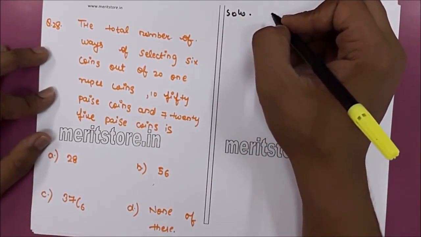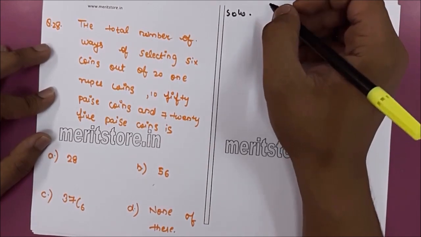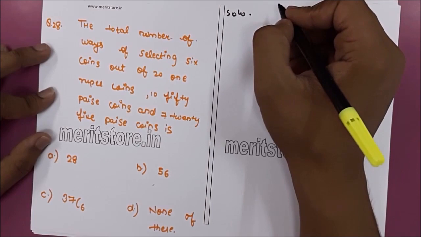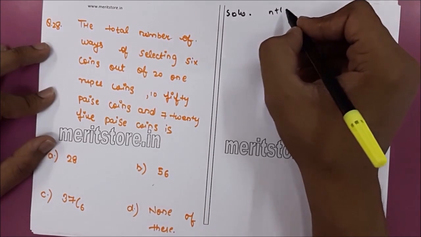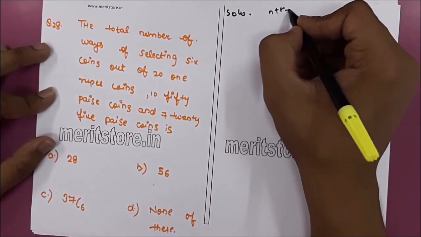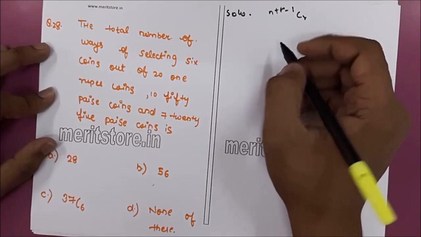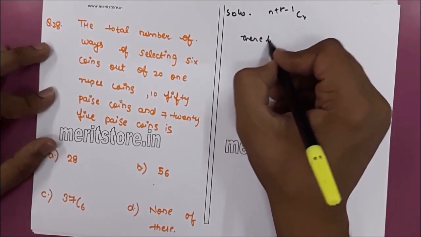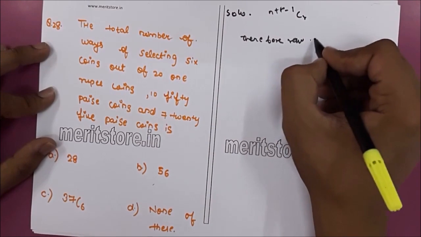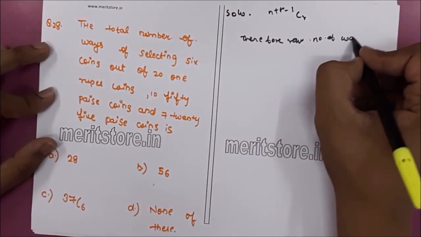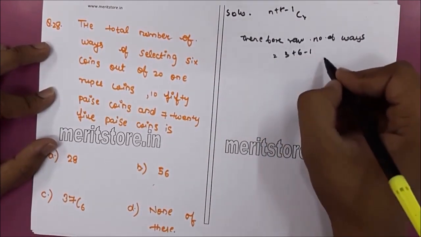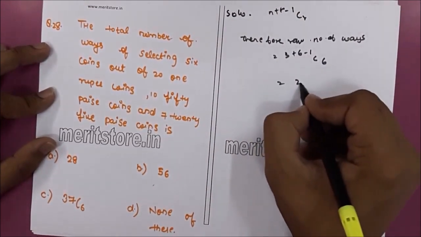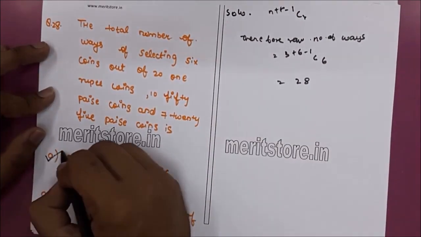Since the total number of selections of r things from n things, where each thing can be repeated as many times as one can, is n plus r minus 1 Cr. Therefore, the required number of ways is equal to 3 plus 6 minus 1 C6 is equal to 28. Therefore, option A is correct.